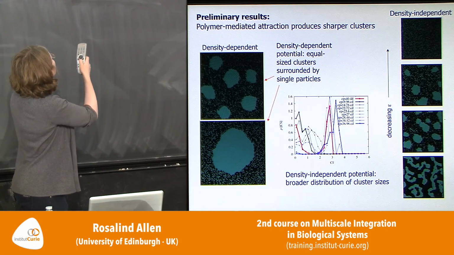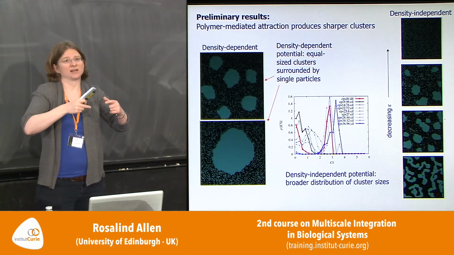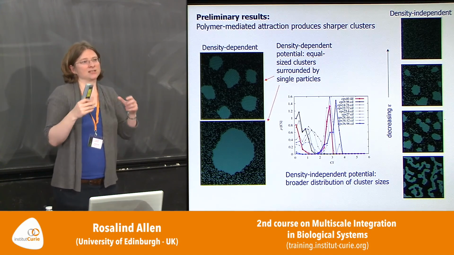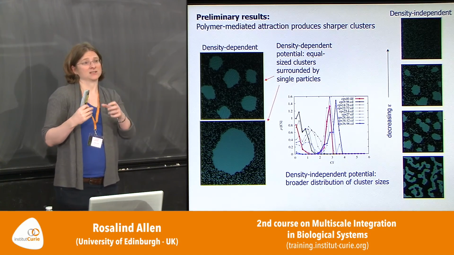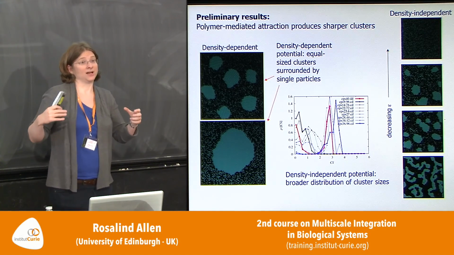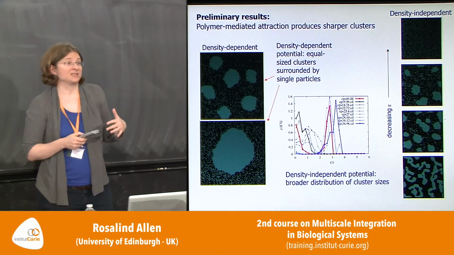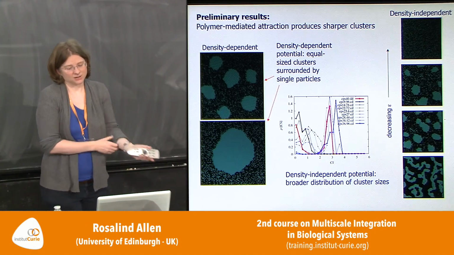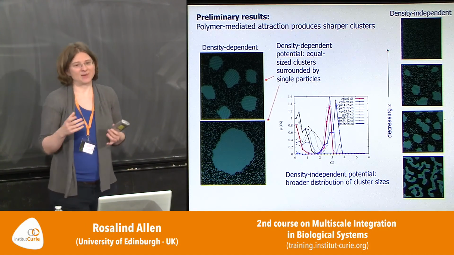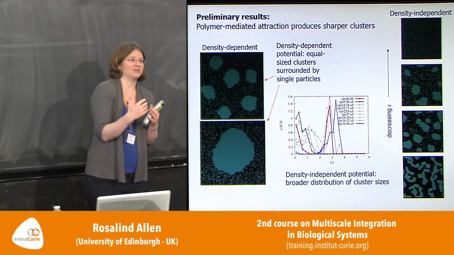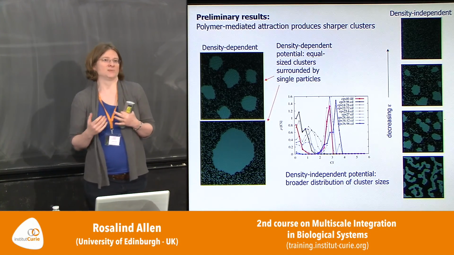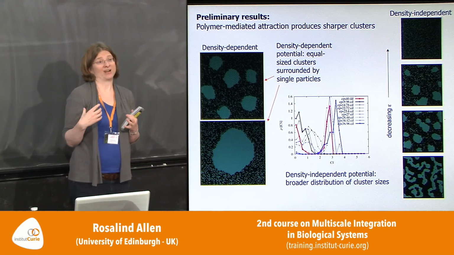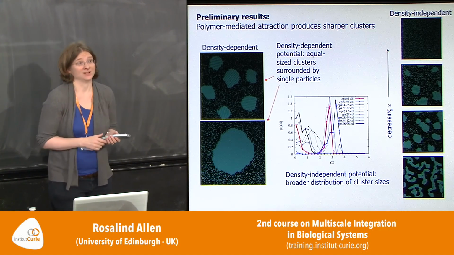And what we think we see in the system with the density-dependent potential is that you basically get clusters which are surrounded by individual bacteria. So you don't see a broad distribution of cluster sizes. You see rather uniformly sized clusters surrounded by individual bacteria. Whereas if you don't have a density-dependent interaction, then you do see a broad distribution of cluster sizes. And so our tentative conclusion here is that maybe the density-dependent interaction is a sort of control mechanism, and it allows the system to select the size of the cluster more accurately than if you didn't have this density-dependent interaction.